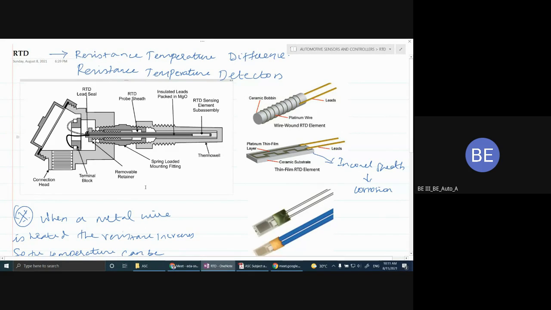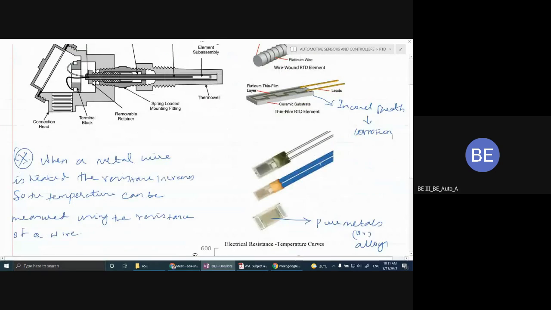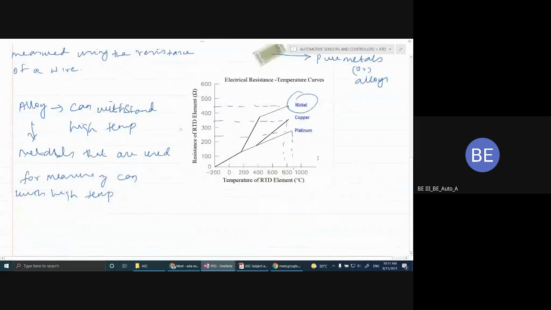Rusting. Okay. So whenever the temperature increases, this coil will automatically get heated, so there will be a chance of contamination or corrosion, rusting. Instead of that, it is prevented using this inconel sheath. So this is the application of this RTD.